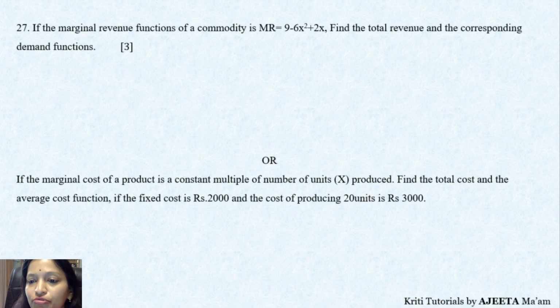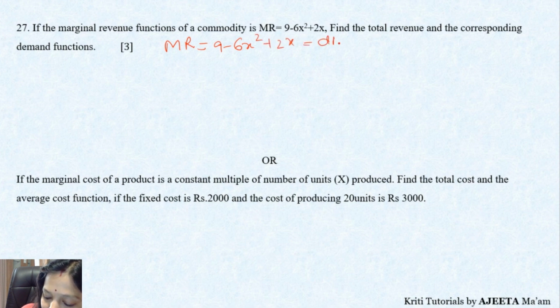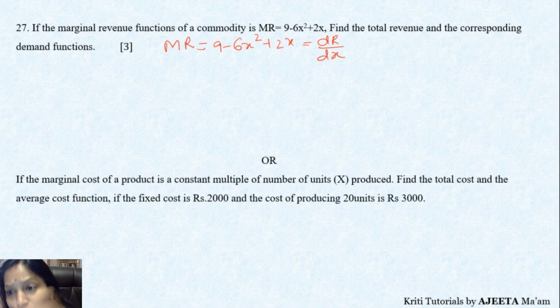If the marginal revenue function of the commodity is so and so, now you have to find total revenue and the demand function as well. So marginal revenue se whenever we have to find the revenue, what do? We integrate it simply. So your marginal revenue is given here. So now if I simply ask you marginal revenue क्या होता है, so what will you say? Marginal revenue is nothing but dr by dx, right? So dr by dx को अभी हमें क्या बनाना है? We have to change it to r, correct?